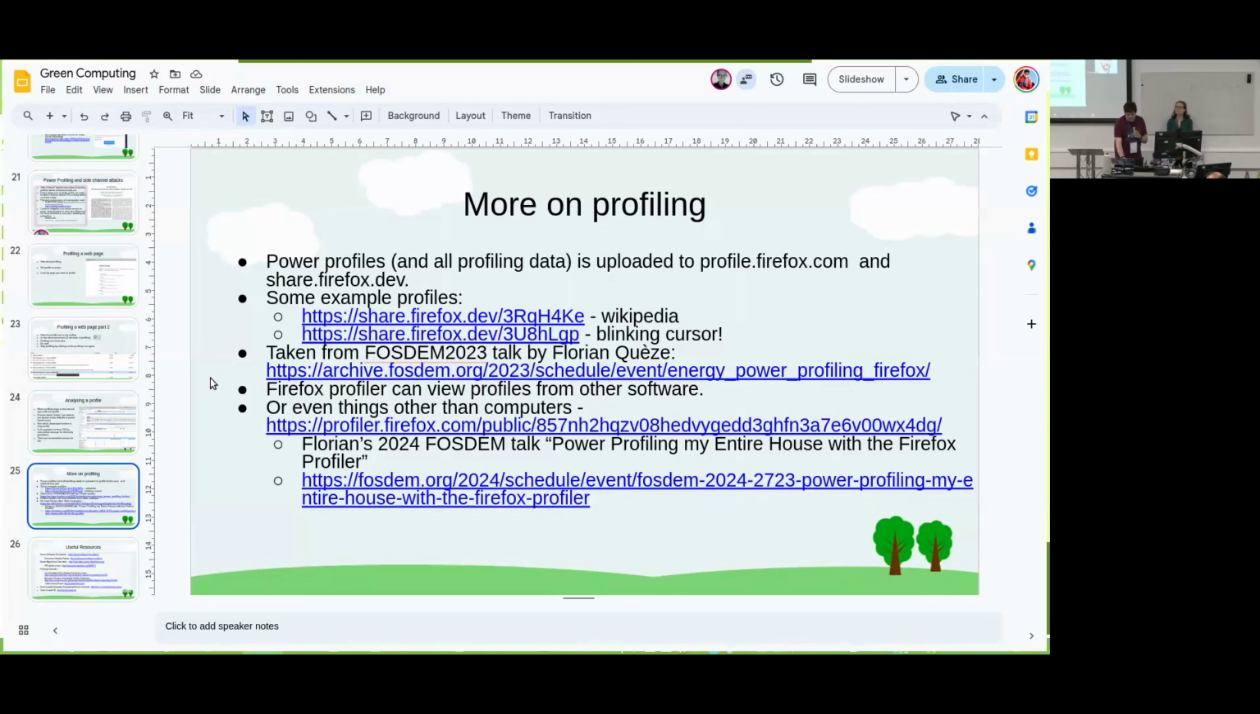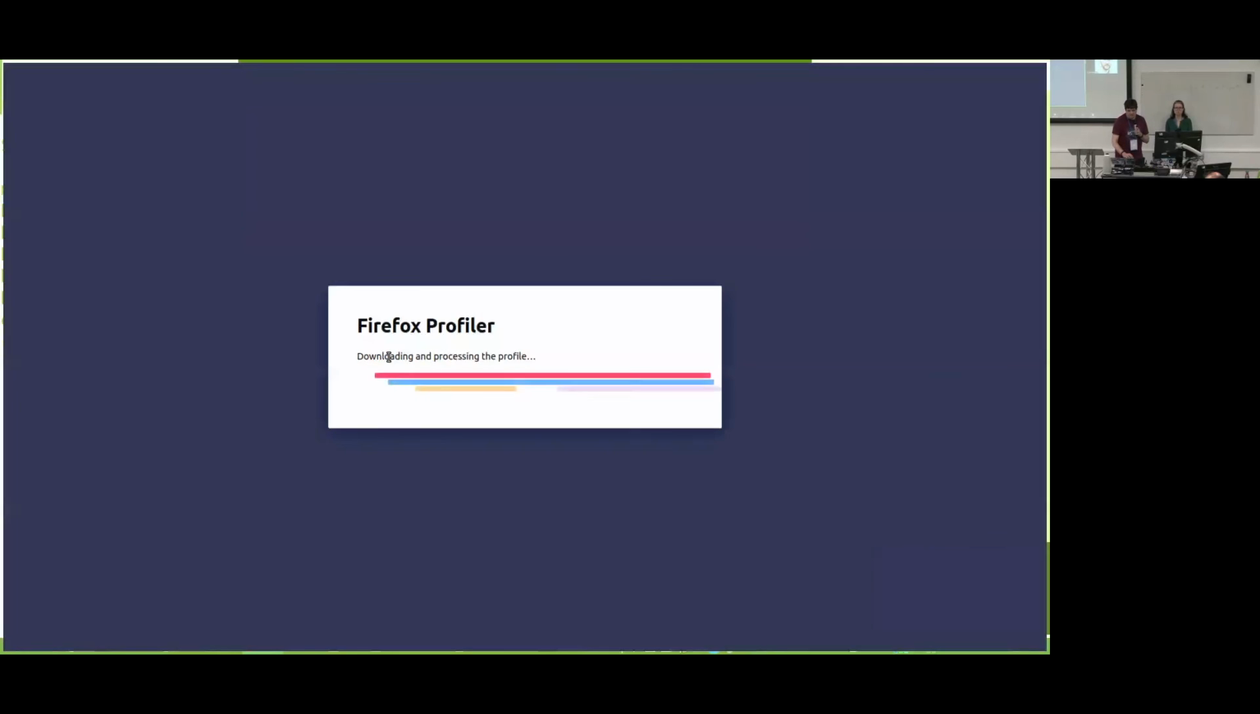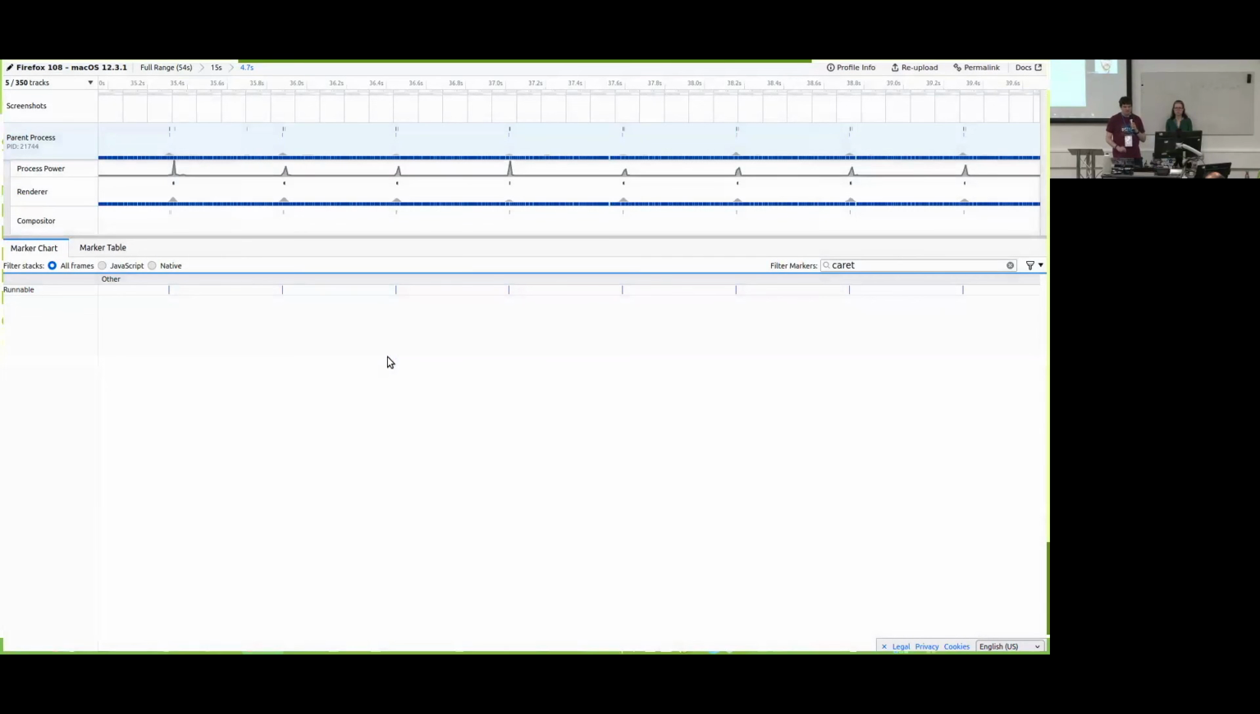But you can also share them with other users. And one that I found particularly interesting was from a talk at FOSDEM, the Free and Open Source Developers European Meeting. It's a really big open source conference every year. This one is profiling the flashing cursor. And we can see that the power spikes every time the cursor flashes. And you can actually measure it in microwatts of extra power used to flash the cursor on and off.